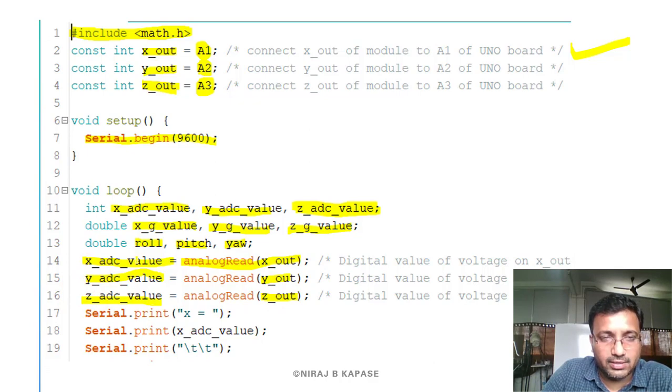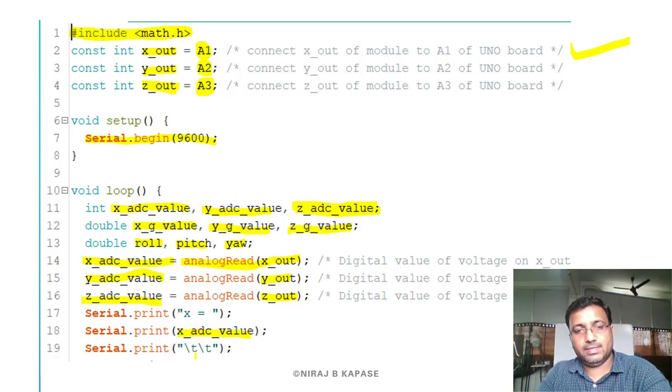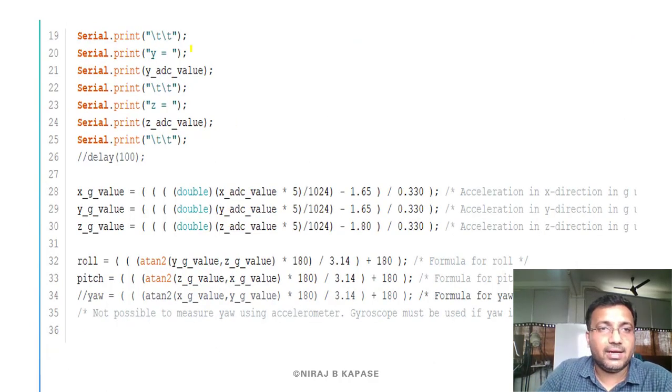Also I'm going to print those particular raw values. So Serial.println X equals X ADC value, then it gives a tab. After that the Y ADC value, again it gives a tab, and after that the Z ADC value. Then we are going to convert that into XG value, YG value and ZG value.